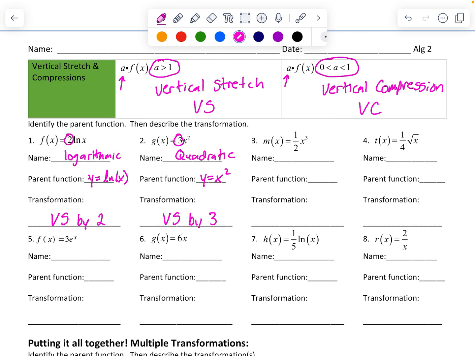Number 3, I see an x cubed, so it is a cubic with a parent function of x cubed. So it's got a 1/2 in the front of it, so 1/2 is between 0 and 1, so that would be a vertical compression by 1/2. Number 4, I see a square root, which tells me it's a radical. So y equals square root of x is the parent. And this 1/4 in the front tells me it's a vertical compression by 1/4.